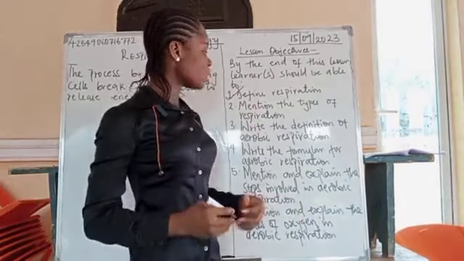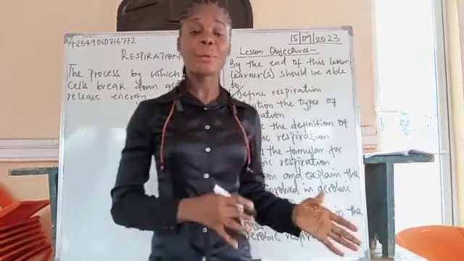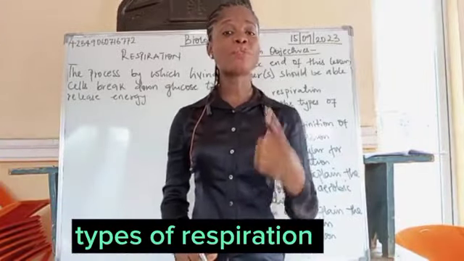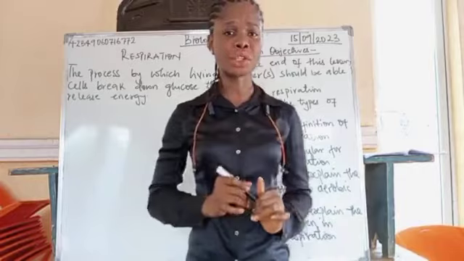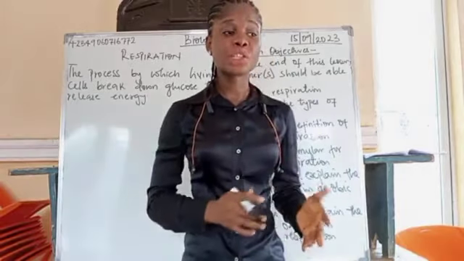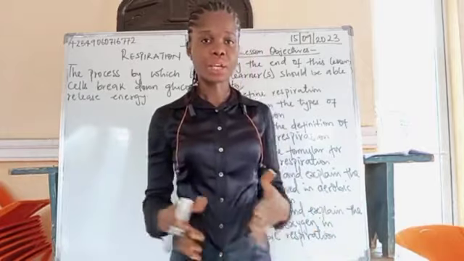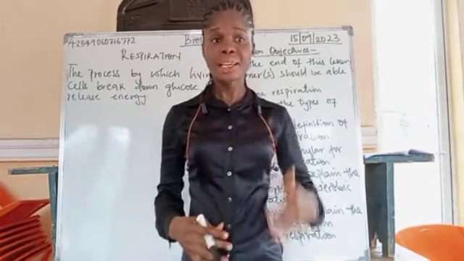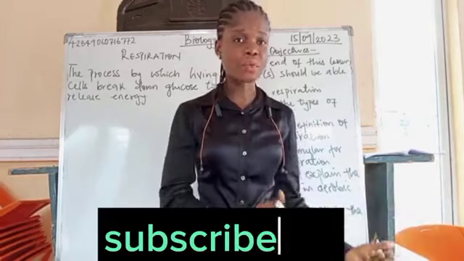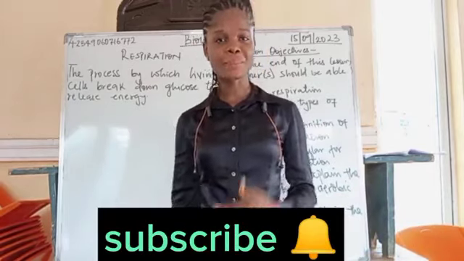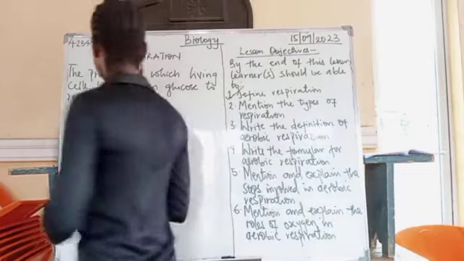The second instructional objective says that my learners should be able to mention the types of respiration. And I wish to inform you that there are 2 types of respiration. And these 2 types of respiration are based on whether or not oxygen is required for the respiration to take place. This means that respiration can take place in the presence of oxygen. Respiration can also take place in the absence of oxygen.